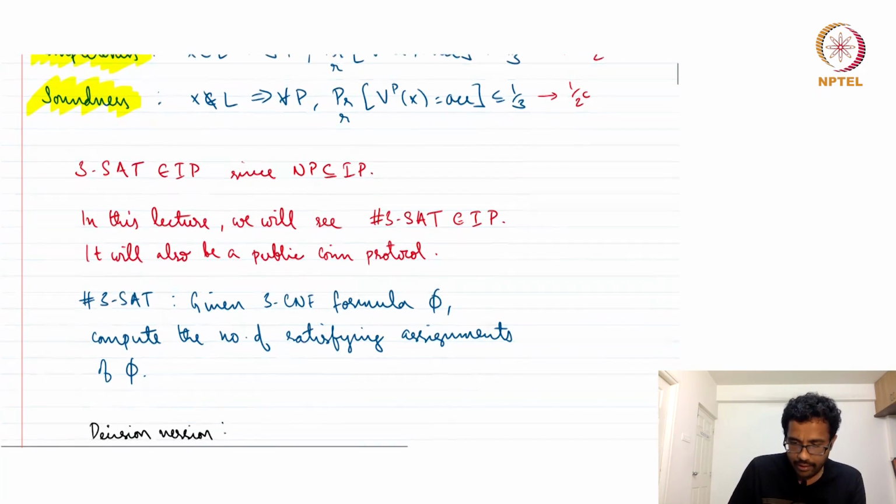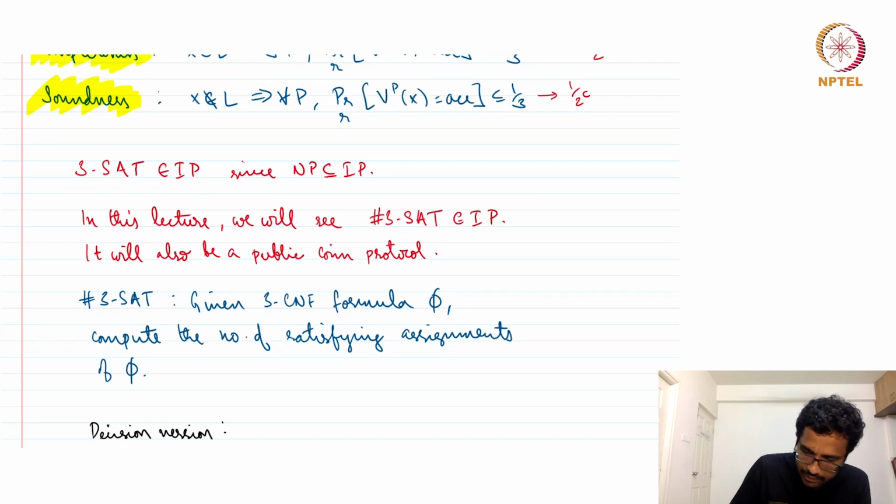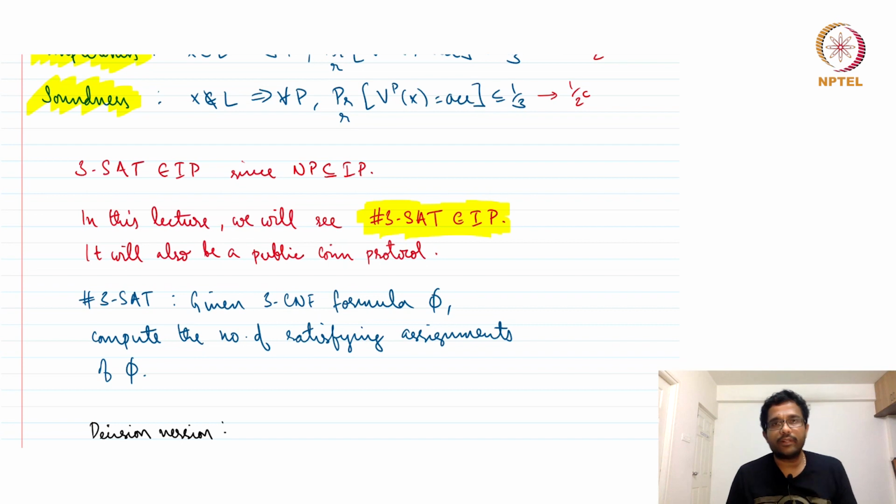Anyway, in this lecture, we will see that #3SAT is contained in IP. So basically, we will provide an interactive proof protocol where the prover will be able to convince a polynomial time verifier of the number of satisfying assignments of a Boolean 3SAT formula. And interestingly, this will also be a public coin protocol. The protocol that we saw for graph non-isomorphism was a private coin protocol where the verifier did not reveal the randomness to the prover, but this will be a public coin protocol.